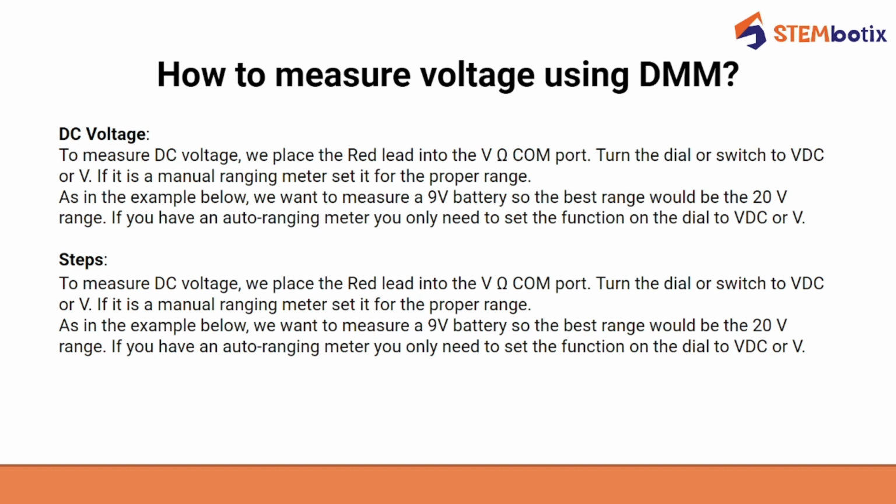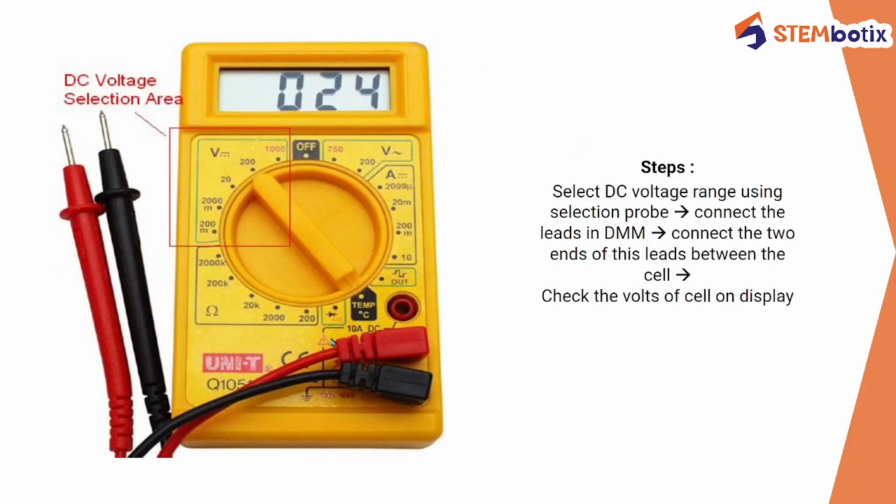Now let's discuss the steps. To measure DC voltage, we first place the red lead into this voltage ohm port, and the black probe into this common port over here. Always connect the black probe first. Please remember that whenever you are connecting these probes, first connect the black probe to the common port, and after that connect the red probe to the voltage, ampere or resistance port.